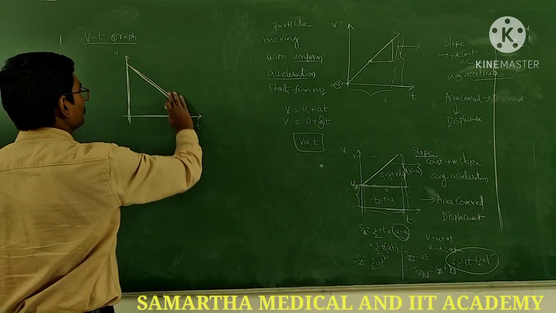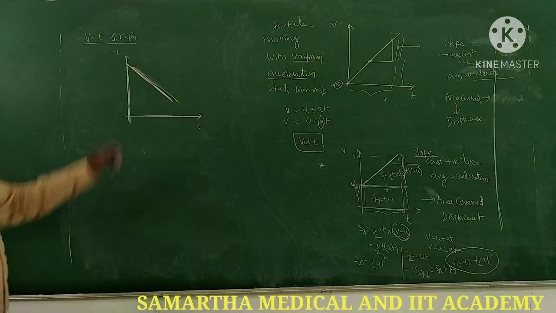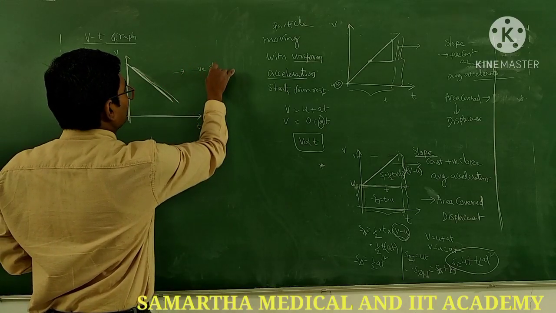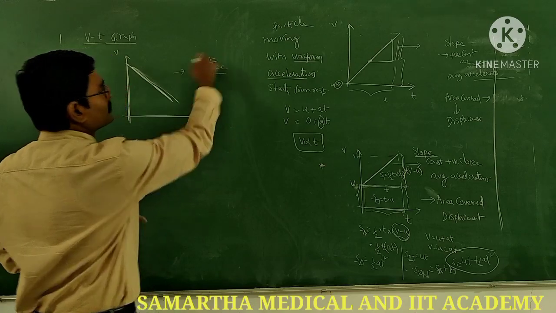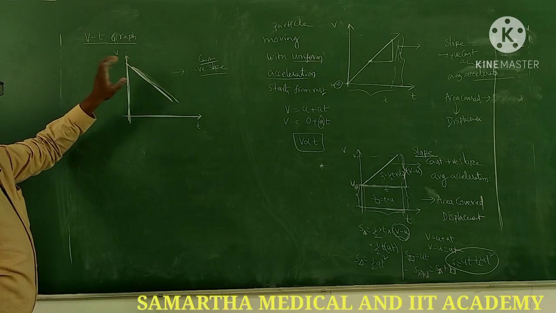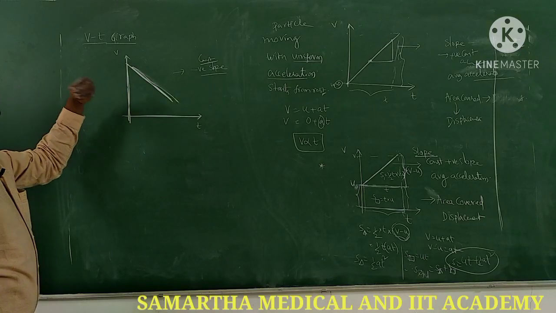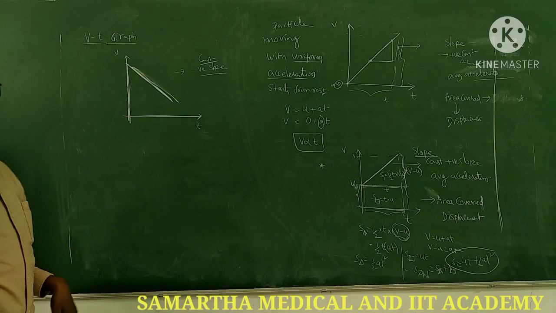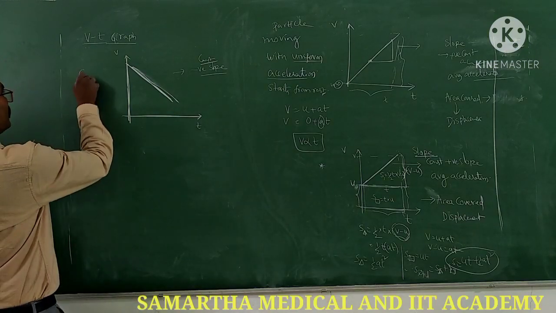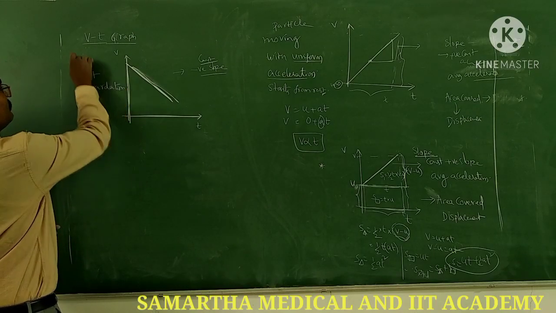For a body going with retardation, this is what? Negative slope. What does it represent? Negative constant slope. Okay, what is the example here? For what situation can you draw this curve? A particle is moving with some constant retardation. Constant retardation. The particle moves.